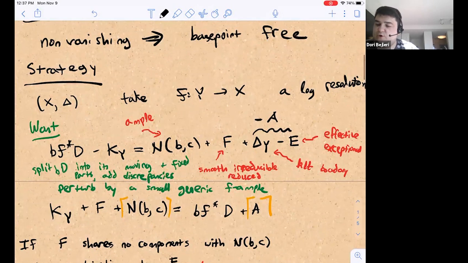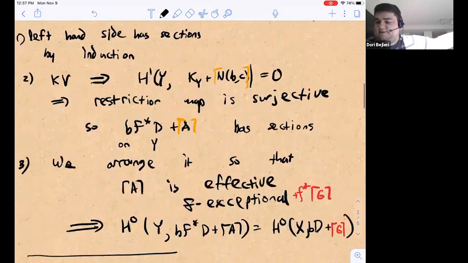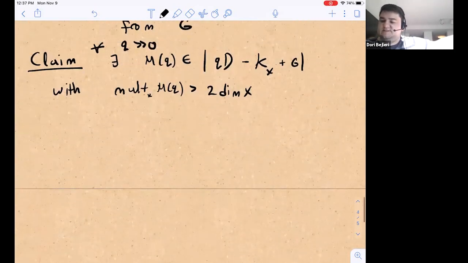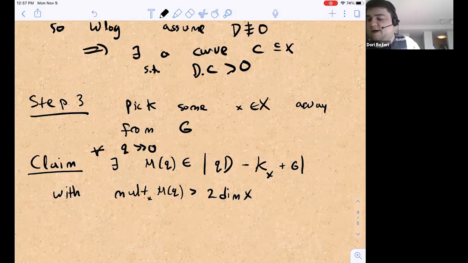We have this kind of pullback. Once we replace K with the pullback of KX and the discrepancies, then we'll have the pullback of AD minus K plus G in this expression, and we'll split that up into some contribution that's just whatever it is, and then some contribution coming from this M with high multiplicity that we've picked. That's why we wanted M to be of the form QD minus KX plus G. And this will let us control the minimum of the coefficients that we need to take.